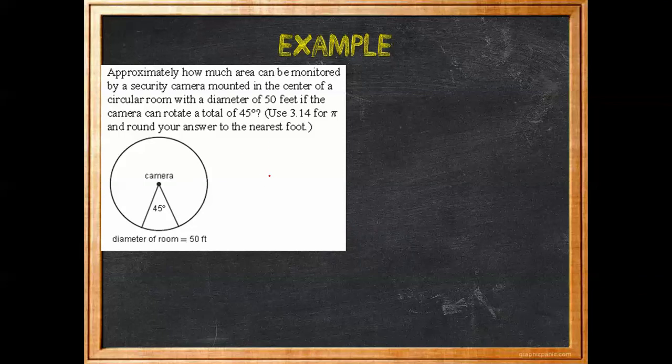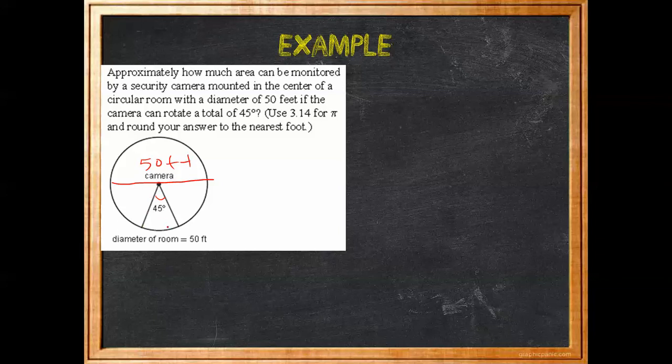Okay, this one says approximately how much area can be monitored by a security camera mounted in the center of a circular room with a diameter of 50 feet. Okay, so the diameter of this room is 50 feet, if the camera can rotate a total of 45 degrees. So what they're saying is that this angle right here is 45 degrees, and what they're wanting to know then is the area of this sector right here.